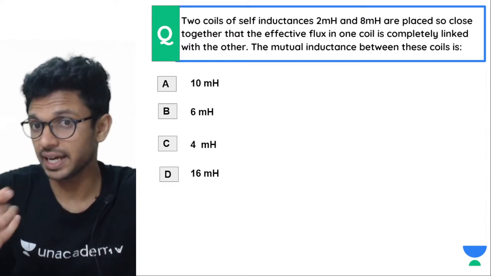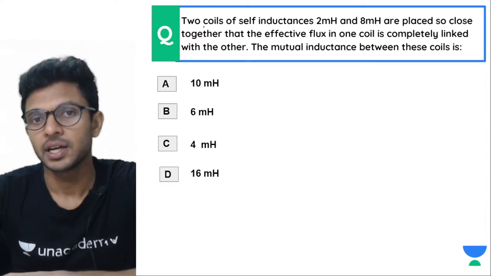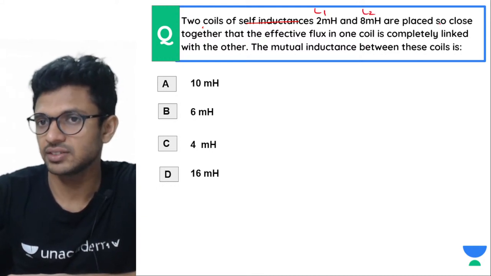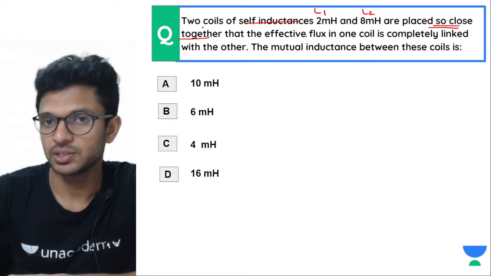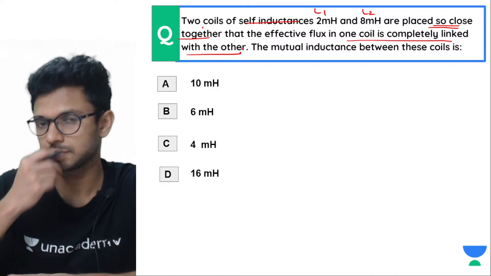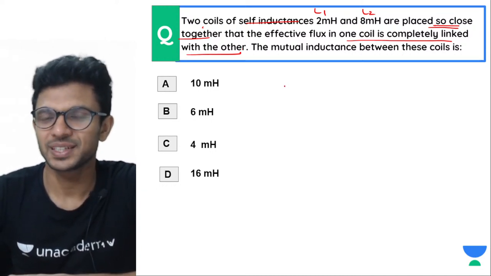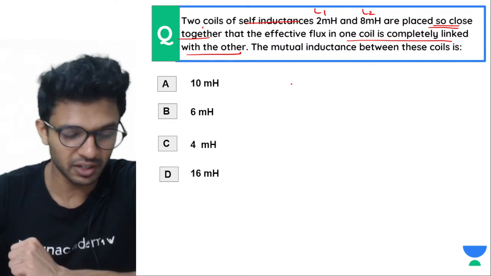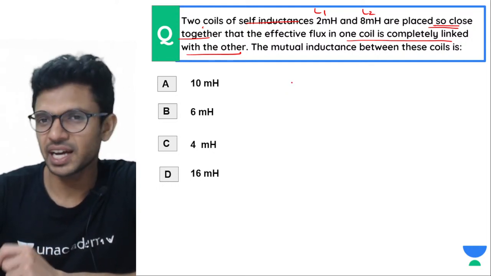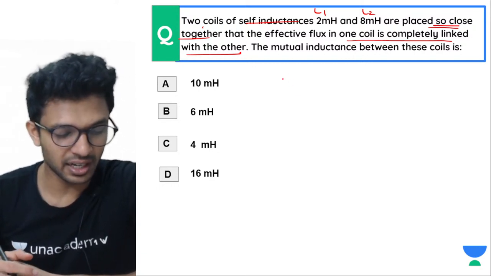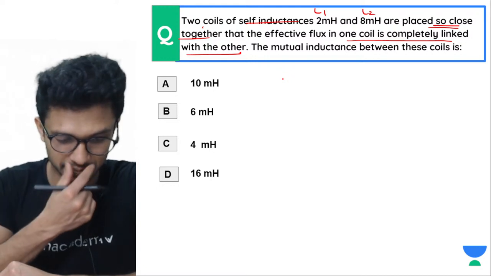So let's see those who made small mistakes and those who still have some doubts. Two coils with self-inductance 2 mH and 8 mH are placed so close together that the effective flux in one coil is completely linked with the other. What is the mutual inductance of the coils? What is the formula I told you while we were discussing formulas? Can anyone tell me the formula to find mutual inductance from self inductance? Okay, Rahul, you are the one. Kerala wala Rahul. Okay, good, good.